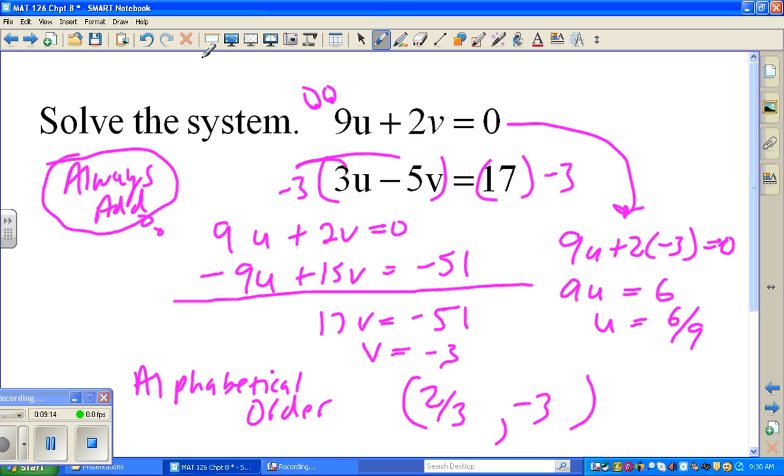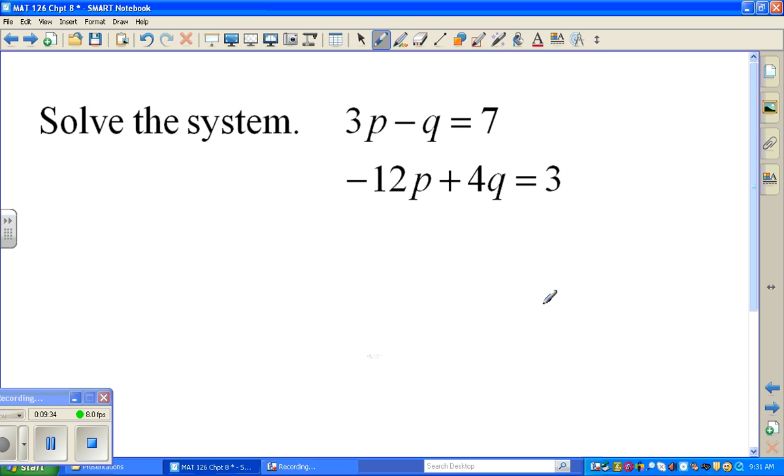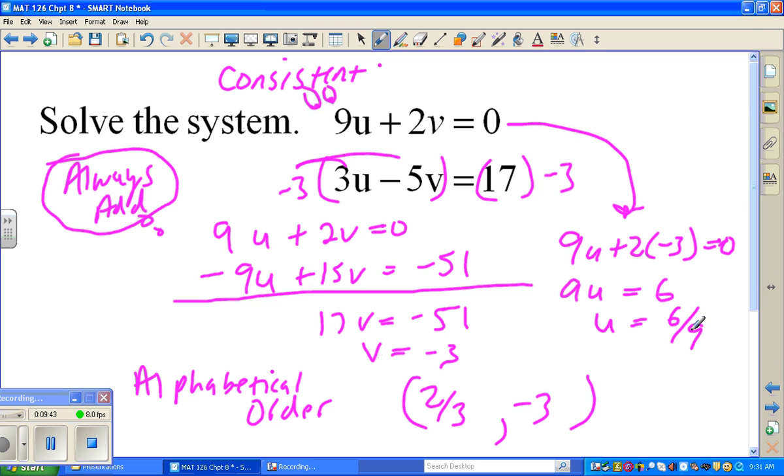So that would be an inconsistent or a consistent system? Which words do we use? Consistent. It would be consistent. Okay? A consistent system. All right. Nice little description. Nice little word. You want to try this one on your own, or you just want to do it together? 2/3. Right.